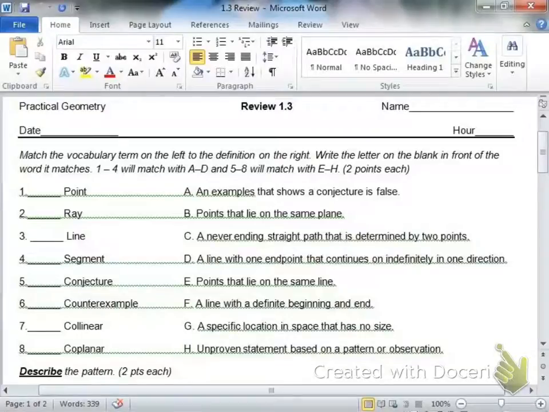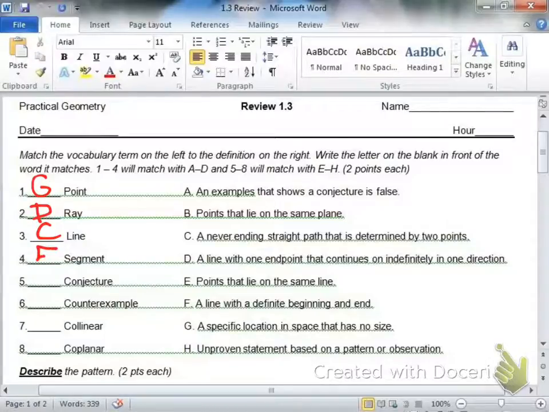So let's go through the definitions first. What did you guys get for point? G, very good. What about ray? D, it has one end point and then goes on forever. Line? C, very good. Segment? F, definite beginning and definite ending.